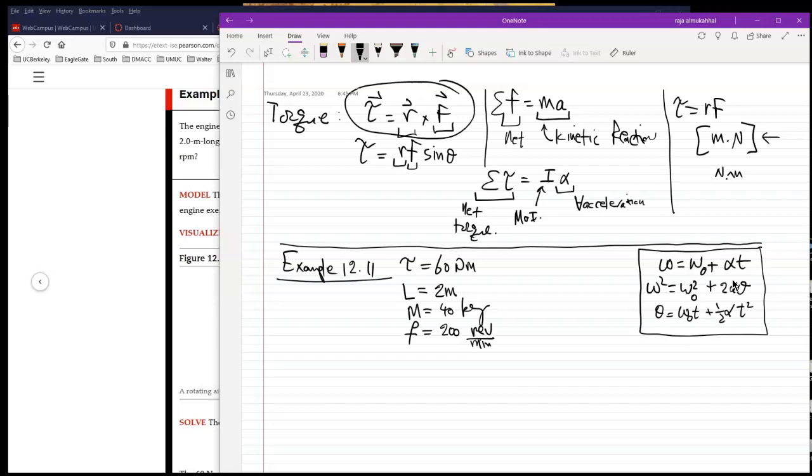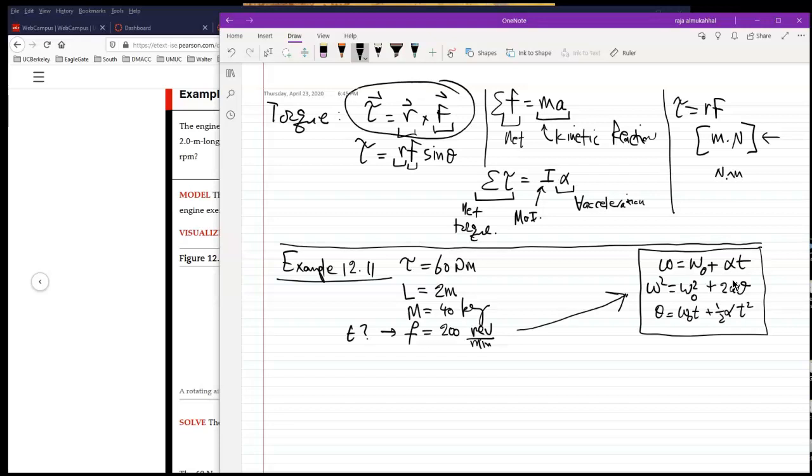And then what else do we have? That's it. So he's asking how long it will take the propeller to reach that speed, okay? So he's asking for time, how long it will take. All right, so most likely I'm going to be using those equations of kinematics. I don't know yet which one to use, if you know what I mean.